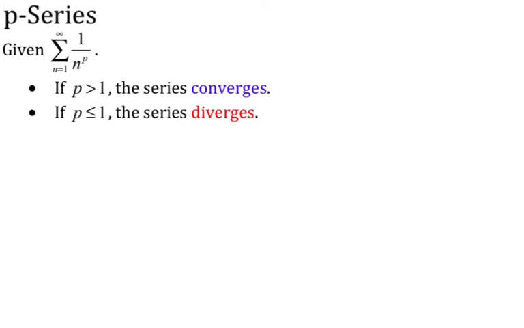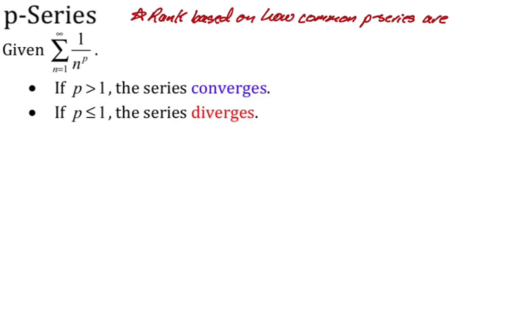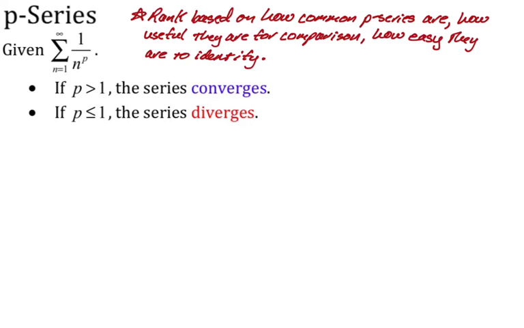What is not to like about this, right? P-series are extremely common, so you're going to run into them all of the time. They are very useful in making comparisons to other series. If you are doing direct comparison, you might be comparing to a P-series. If you're using limit comparison, you're almost certainly going to compare it to a P-series. So they're very useful in that regard. And just look at them. They're so easy to identify and to determine convergence or divergence. It's fantastic.